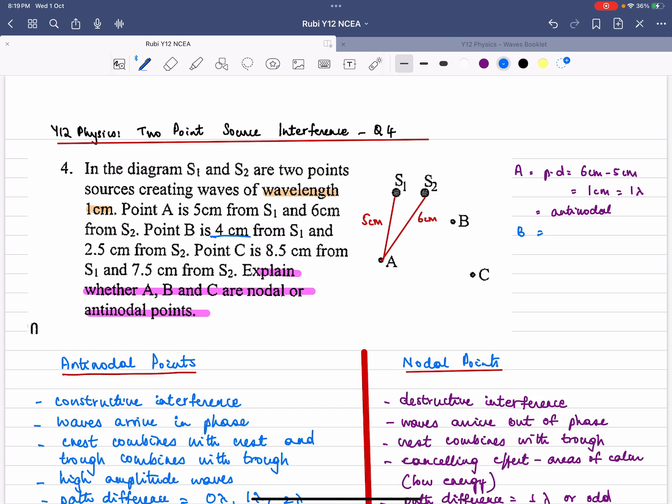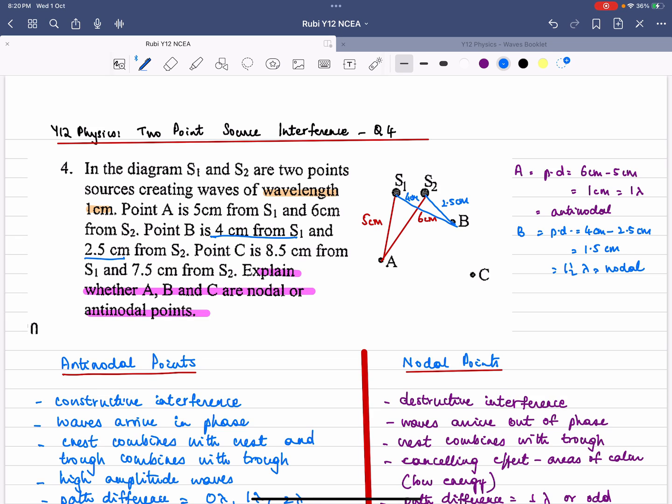So B is 4 centimeters from S1 and 2.5 centimeters from S2. So from S2 to B is 2.5 centimeters, and from S1 to B it's 4 centimeters. So for B, the path difference is 4 centimeters minus 2.5 centimeters, which is 1.5 centimeters. So that's 1.5 wavelengths. So that is a nodal point because it's an odd multiple of half wavelengths. 1.5 is 3 half wavelengths, right?